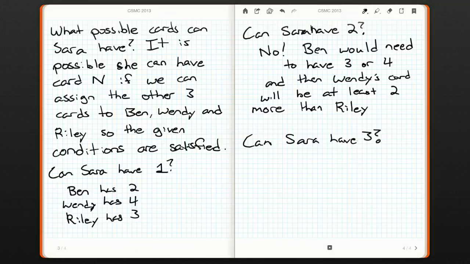Well, can Sarah have 3? Well, Wendy and Riley have to have 2 consecutive numbers. So the only pair of consecutive numbers left here are Riley gets the 1, Wendy gets the 2, and Ben gets the 4. And that's okay. That satisfies Riley and Wendy's condition, and Ben doesn't have card 1.